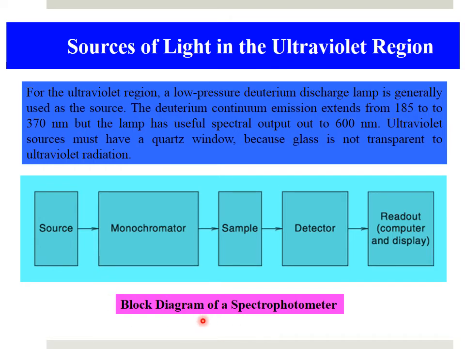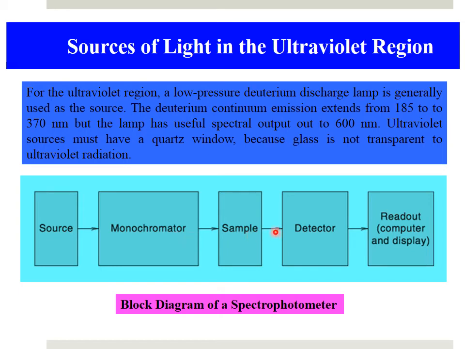This is the block diagram. Although we have studied in detail the components of single beam and double beam spectrophotometers, just for a short review, first we have a source for the emission of radiation. This source must be supplied with a power supply. Then the radiation emitted will pass through the monochromator. The monochromator will divide the radiation, a continuum spectrum, into monochromatic light.